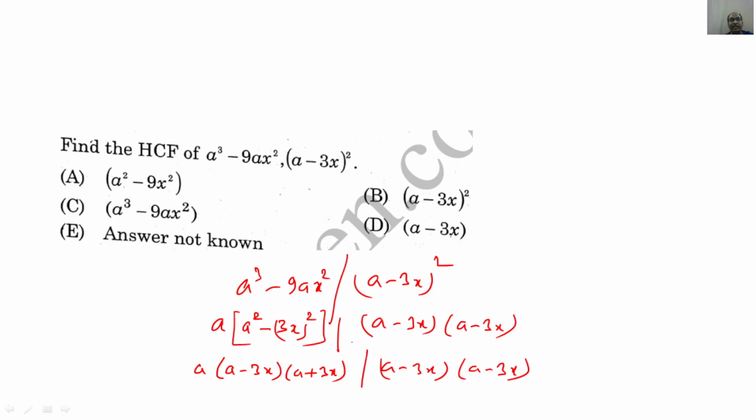Now what we are finding? We are finding HCF, highest common factor. So among these, the common factor is a minus 3x only. Only one is there, a minus 3x. So a minus 3x only will be the common factor. This is a minus 3x, this side also, this side also. So a minus 3x is the HCF.